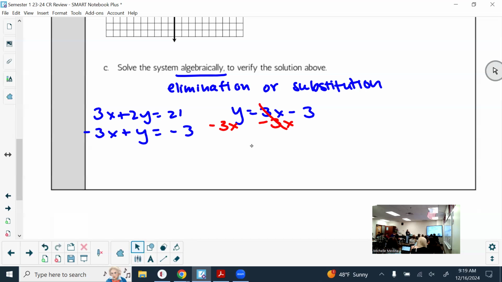All right, so I rearranged it, and now all I have to do is add or subtract them to eliminate. Sometimes you can do that right away. Sometimes you need to multiply one of them by something first. Do I have a common coefficient in front of one of the variables? So do I have a common coefficient?